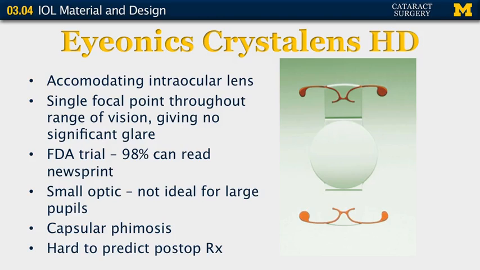Again, it has a smaller optic, so it may not be ideal for patients with larger pupils. There is a greater incidence of capsular phimosis, and surgeons report it is somewhat harder to predict postoperative refraction with this lens. In general, a surgeon needs to be very careful in selecting which patients to use any of these lenses in. The lenses, in general, may not provide quite as crisp and sharp a vision as a traditional lens, and hypercritical patients may not appreciate some of the benefits of the lens but be more focused on some of the shortcomings of the lens.